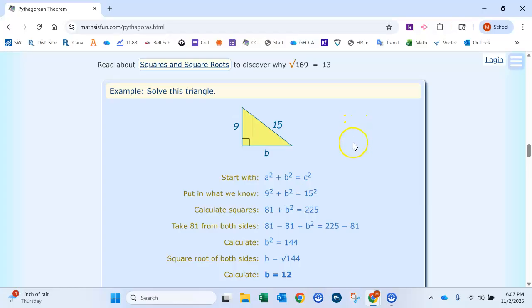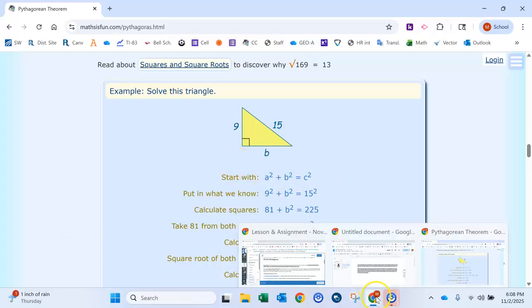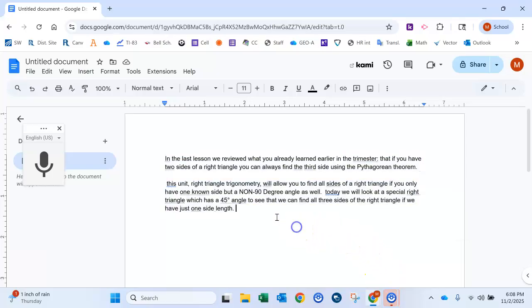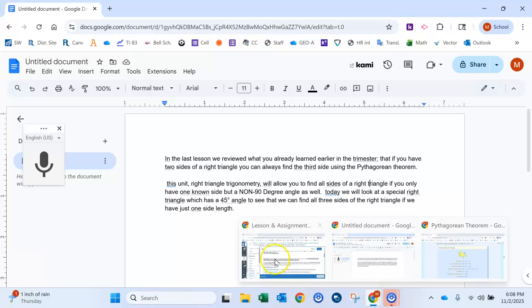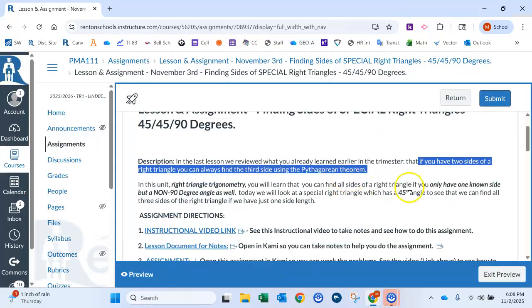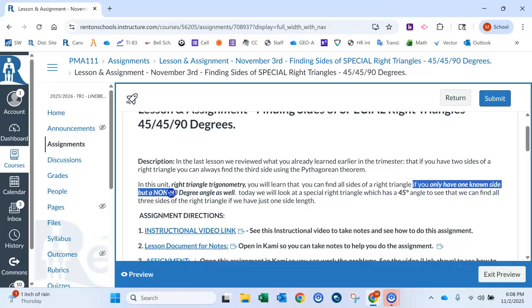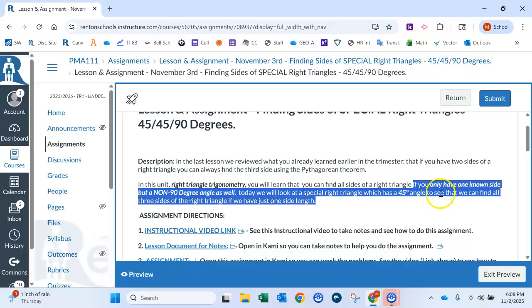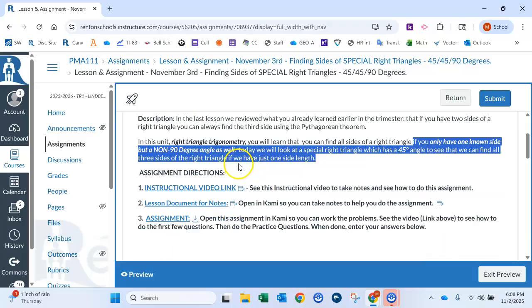Okay, but what we're going to do today is we're going to learn about a special right triangle. And again, the important part is that you understand this, that today, using right triangle trigonometry, and this is back in the description right here, if you only have one known side, but a non-90 degree angle as well that's given, you can find the third side. So again, make sure you understand and read this because that's what we're learning to do today, okay?